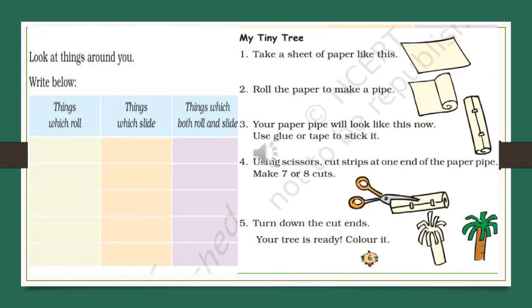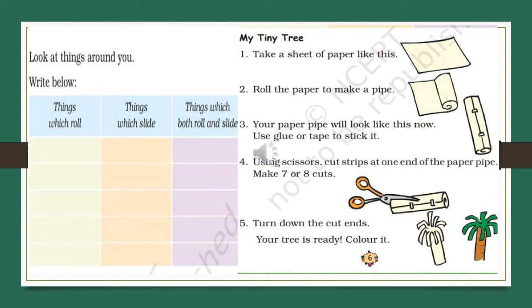Now in this activity, for making my tiny tree, what you have to do? Take a sheet of paper. See here, one object I am telling you, a sheet of paper. You can roll this sheet of paper and then you can slide it also after rolling it. So the thing which both slides and rolls is a sheet of paper. Like this, you have to observe the things which are around you and then note them down here in the table.